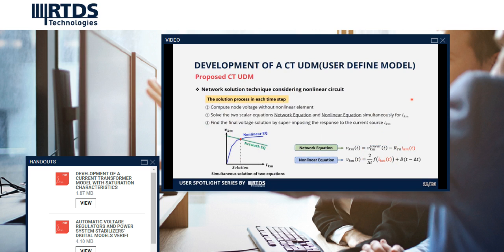The solution process in each time step is as follows. First, compute node voltage without the nonlinear element. Second, solve the two scalar equations, the network equation and the nonlinear equation, simultaneously for the current source IKM. IKM is the solution. Finally, the final voltage solution can be obtained by superimposing the response to the current source IKM.